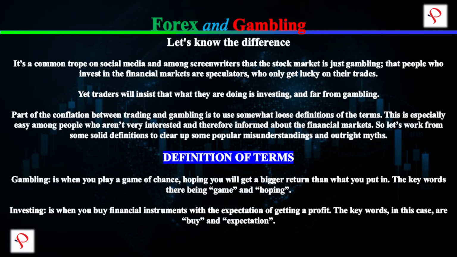Now let's look at the definition of terms. What is gambling? Gambling is when you play a game of chance, hoping you will get a bigger return than what you put in. The key words there being game and hoping. Now let's take a look at investing. Of course, we know that forex trading and stocks are all investment channels. Investing is when you buy financial instruments with the expectation of getting a profit. The key words in this case are buy and expectations.